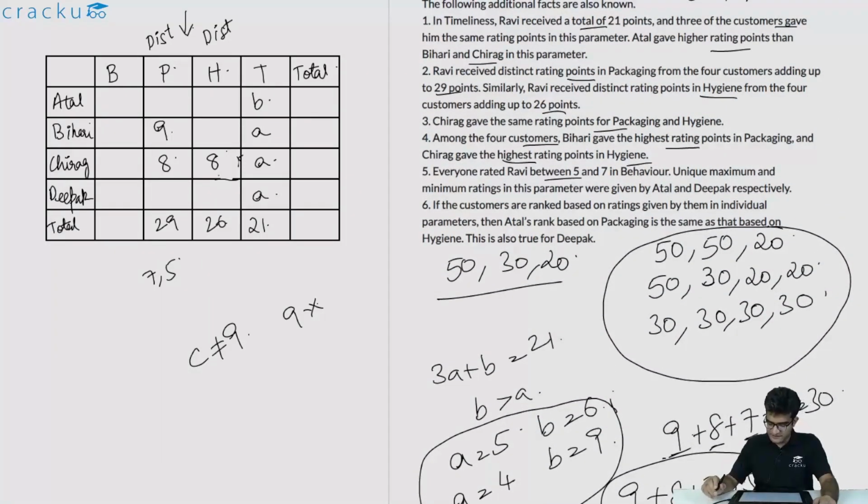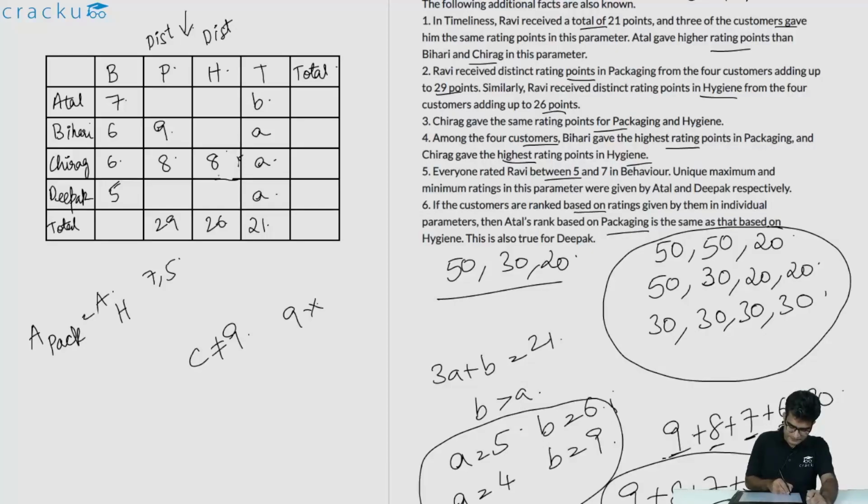Everyone rated Ravi between 5 and 7 in behavior. Unique maximum and minimum ratings in this parameter were given by Atal and Deepak. This would tell us that Atal gave 7, Deepak gave 5, and the remaining 2 have to be 6 because the highest was unique and the lowest was also unique. If the customers are ranked based on the ratings given by them in individual parameters, then Atal's rank in packaging is the same as Atal's rank in hygiene. Similarly, Deepak's rank in packaging is the same as Deepak's rank in hygiene.